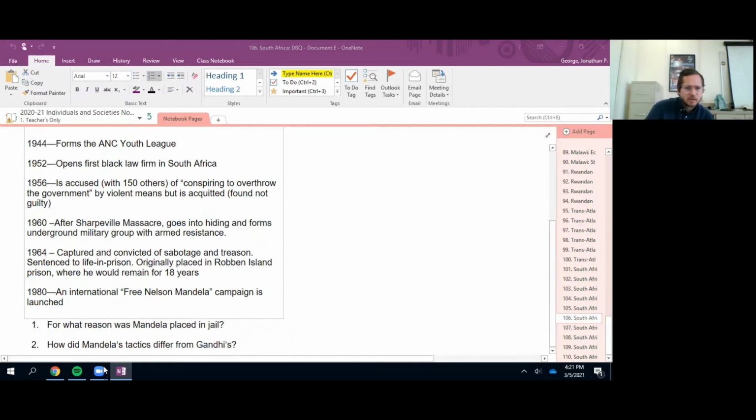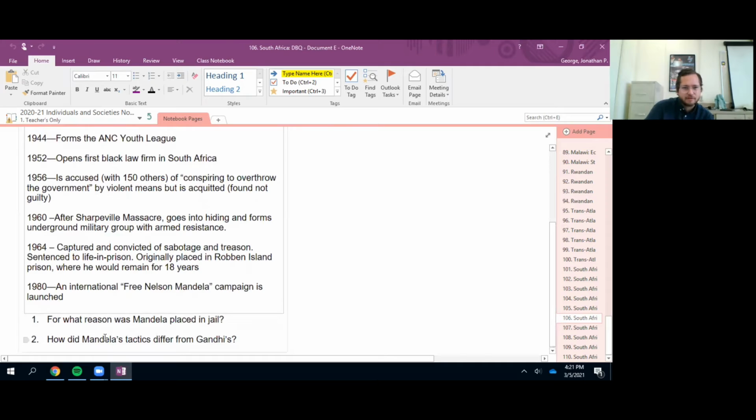All right, let's look at this next one. How did Mandela's tactics differ from that of Gandhi? Now again, we previewed this. We talked about it just a little bit because we haven't talked about Gandhi yet. That'll be the next unit when we get into Asia and specifically South Asia. But Gandhi's tactics were always non-violent tactics such as marches, boycotts, sit-ins, etc.